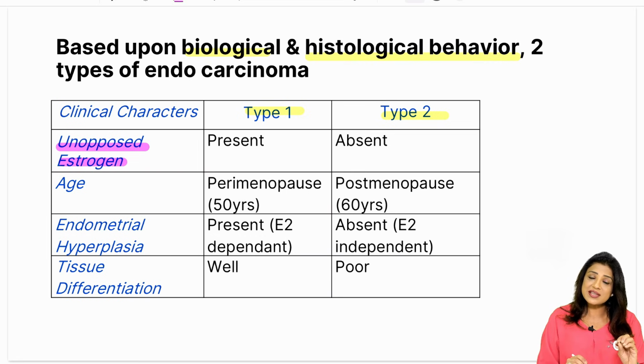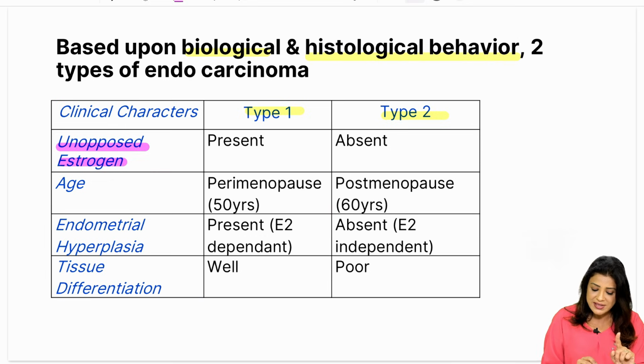Whenever a tumor is estrogen dependent, it has a better prognosis, because then we know what to do. We know it is estrogen dependent, we can reduce the estrogen level of the body, we can give drugs which reduce estrogen, we know the risk factors, all the factors that increase estrogen are the risk factors for this type of type 1 carcinoma. So type 1 is unopposed estrogen present, this one is absent. Okay. So this one will be present, this one will be absent.